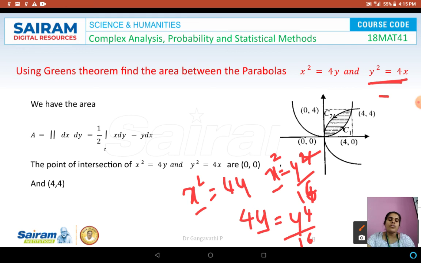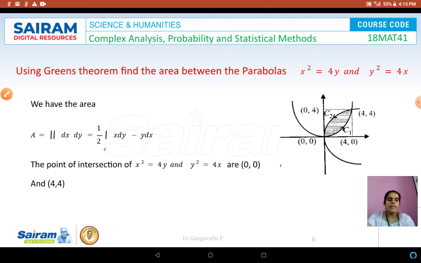So we get 4y is equal to y to the power of 4 by 16. Cross multiplying, we get 64y is equal to y to the power of 4. We can take out y, one y can be cancelled. So 64 is equal to y cube, and simplifying we get y is equal to 4. So that is for y. Substitute y is equal to 4 in any one of the equations, either the first curve or the second curve, so that we get the value of x also as 4. So the points of intersection of x square is equal to 4y and y square is equal to 4x are 0, 0 and 4, 4.